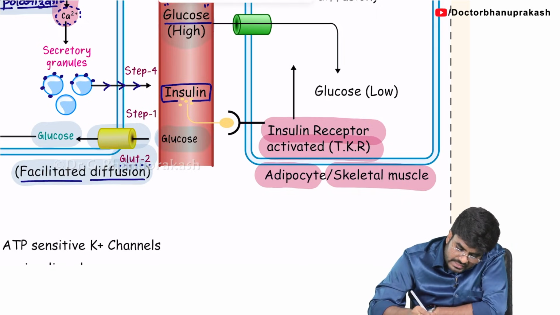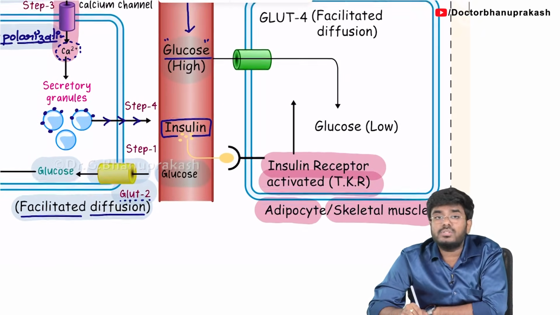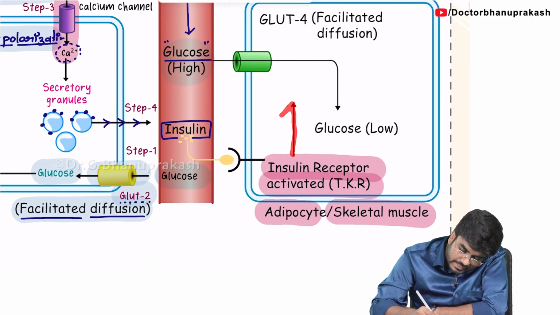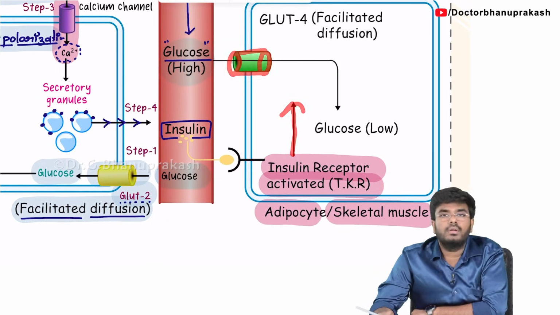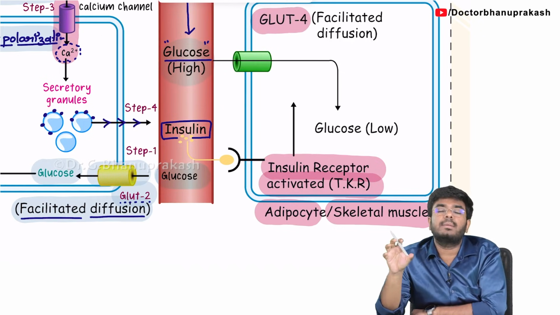Only when these tyrosine kinase receptors are activated, only then will the adipocytes or the skeletal muscles give the signal for the production of GLUT4 transporters. Now, what is implanted onto the cell surface? It's the GLUT4 transporter. So now the GLUT4 transporters are placed in the cell membrane.